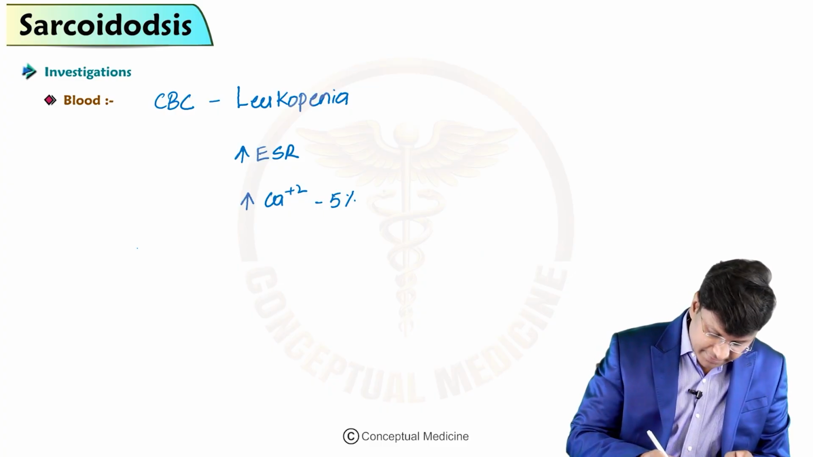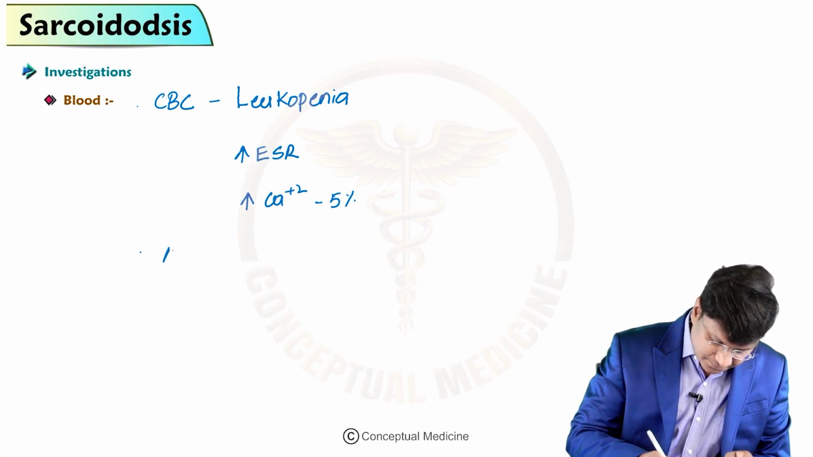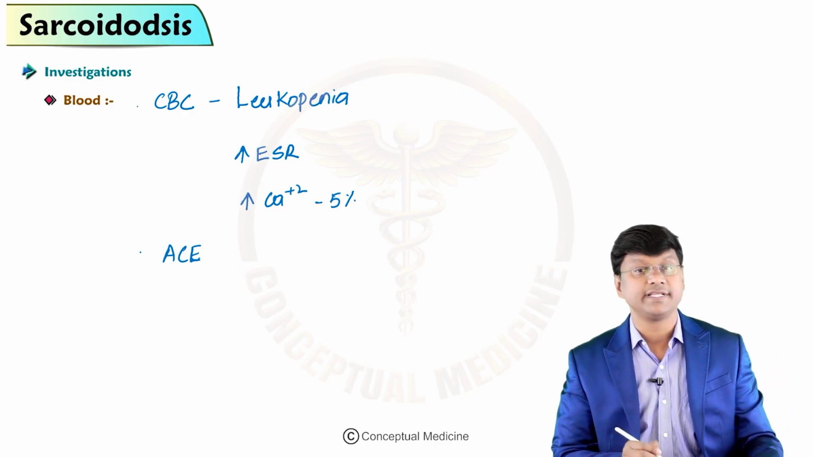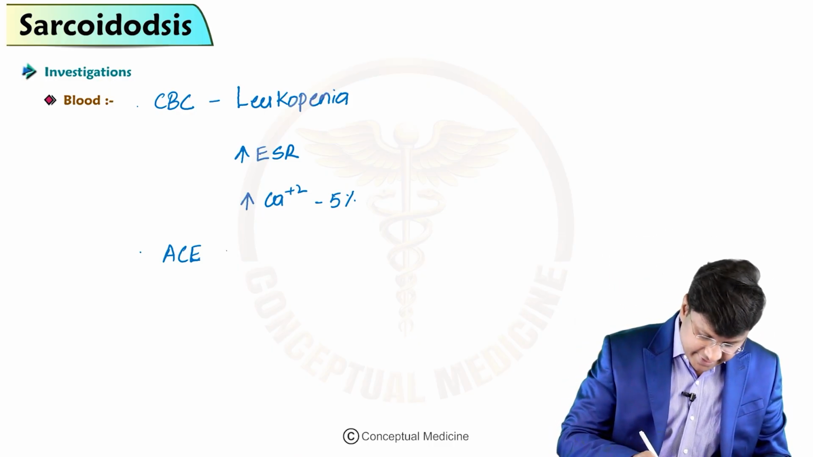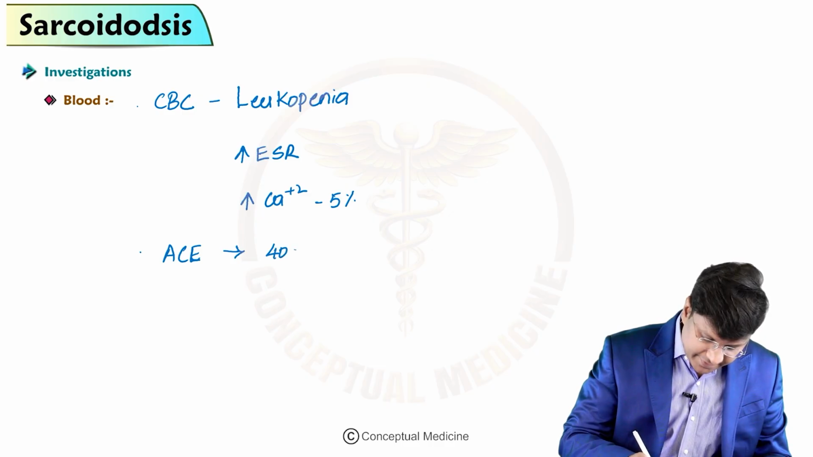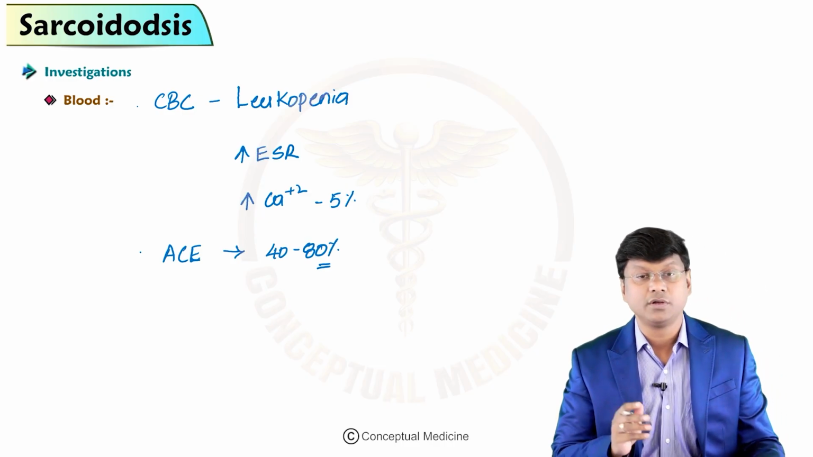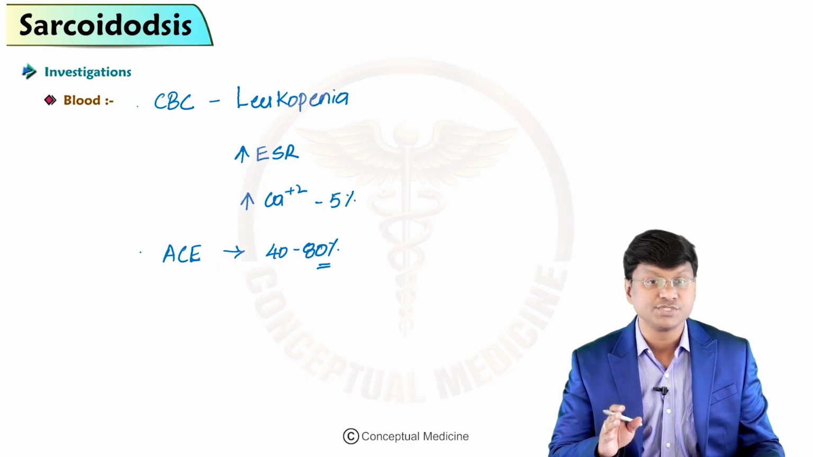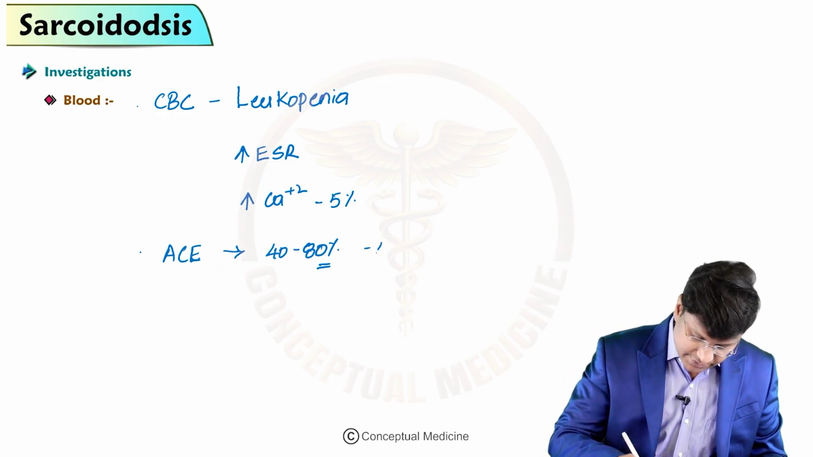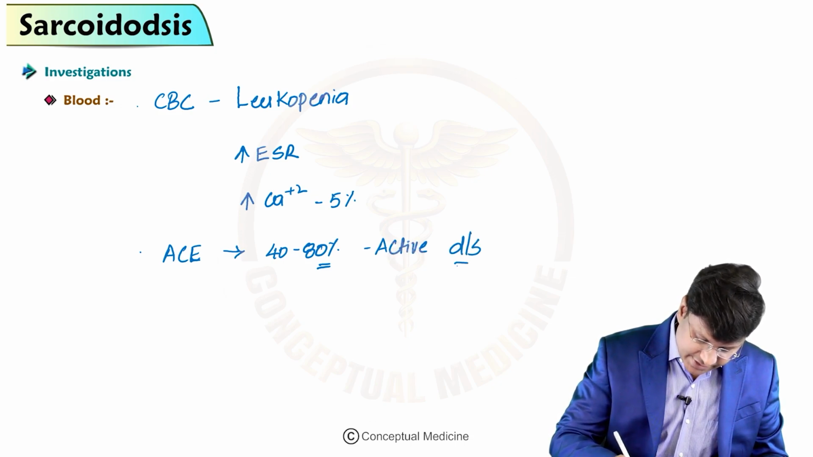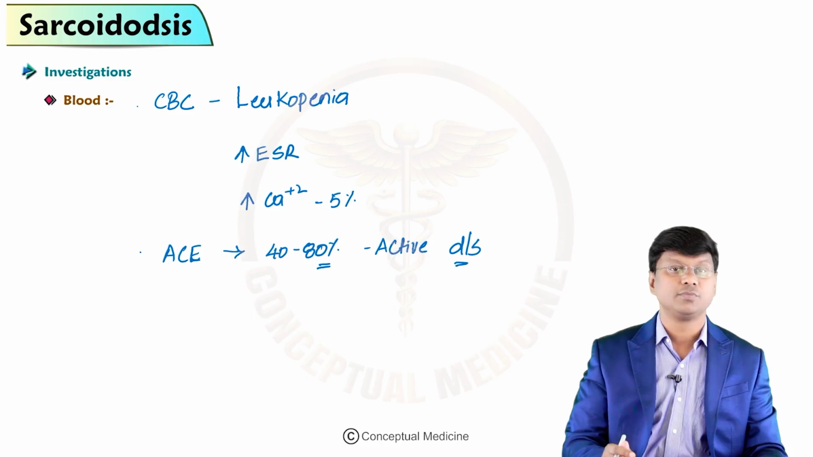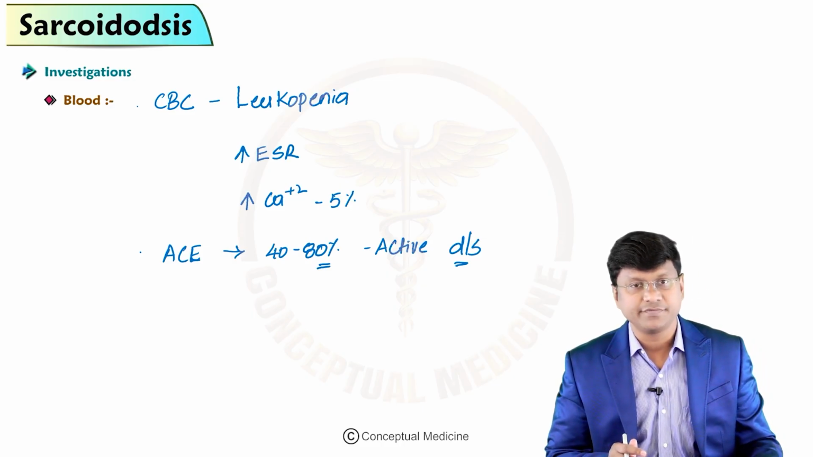Another important blood workup is the ACE levels, that is angiotensin converting enzyme levels. They are elevated in almost 40 to 80% of patients with active disease. This is very important. Mainly in patients with active disease, the ACE levels are elevated in almost 40 to 80% of individuals.